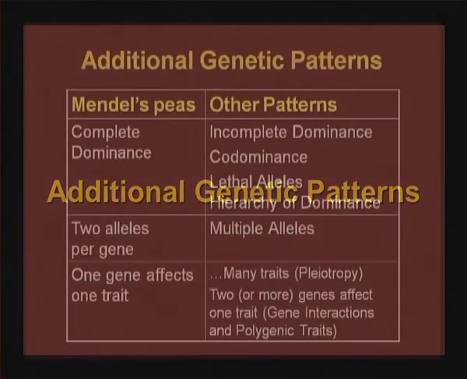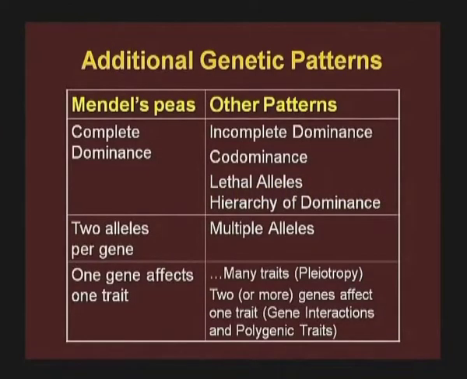The additional genetic patterns, as we compare with Mendel's pattern and other patterns: in the case of Mendel there is complete dominance, two alleles per gene, and one gene affects one trait. In other patterns there is incomplete dominance, codominance, lethal alleles, a hierarchy of dominance, multiple alleles, and many traits which are pleiotropic. Two or more genes affecting one trait is gene interaction, and polygenic traits.